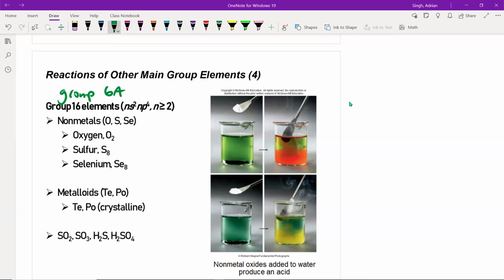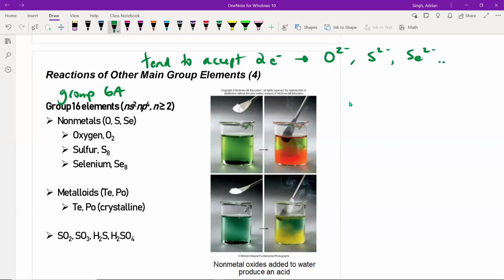Typically now, because these are nonmetals in group 6, they will tend to accept or gain 2 electrons, and they will form the ion with a 2- charge. So for example, we end up forming O2-, the oxide. We can form the sulfide, S2-. We can form the selenide, Se2-, etc.